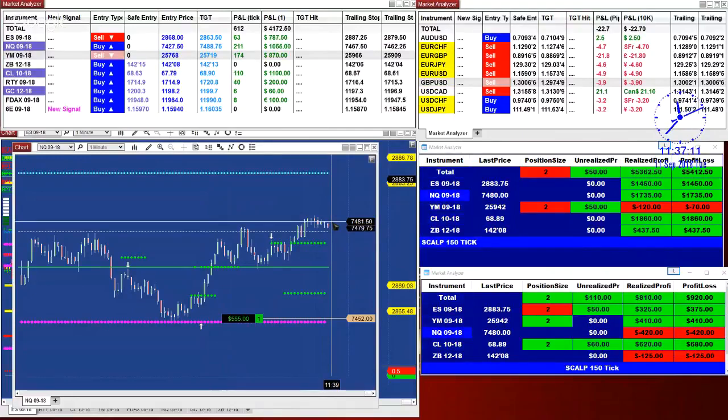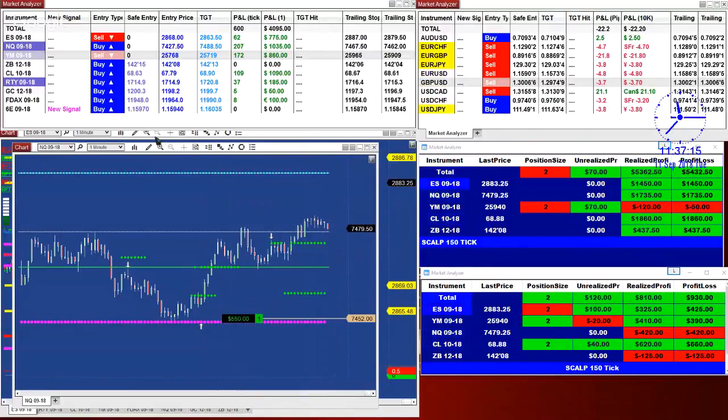We have a new signal on the 6E. If somebody is trading the 6E, we have a new signal, and the entry is buy 59.40, target 0.6030. So we should have this one here also on the euro dollar.